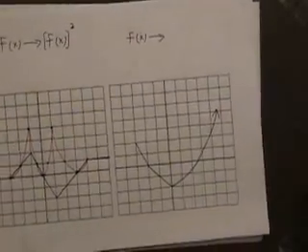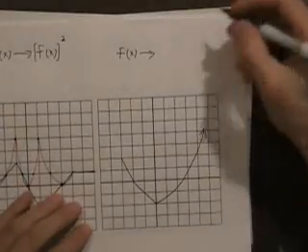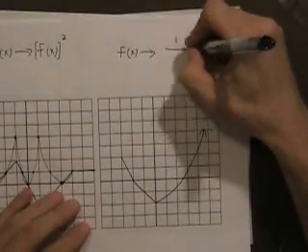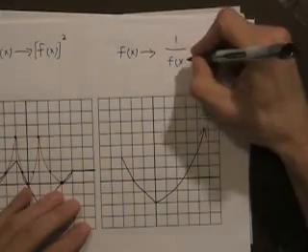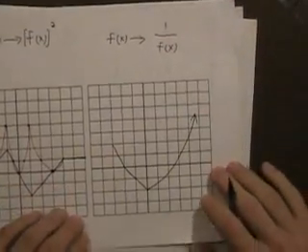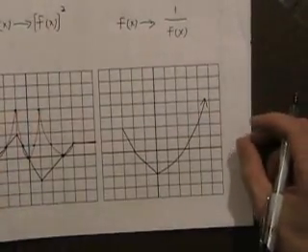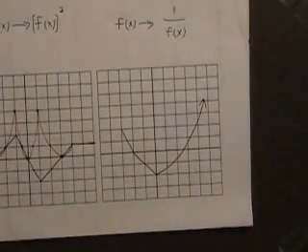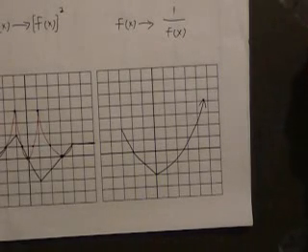Another one, something different. I want to send f of x to 1 over f of x. I want to do the reciprocal transformation. Some weird things are going to happen on this one, because what you have to do is take all the y values and reciprocate them all. So what's that going to look like? Well, what will the fixed points be?